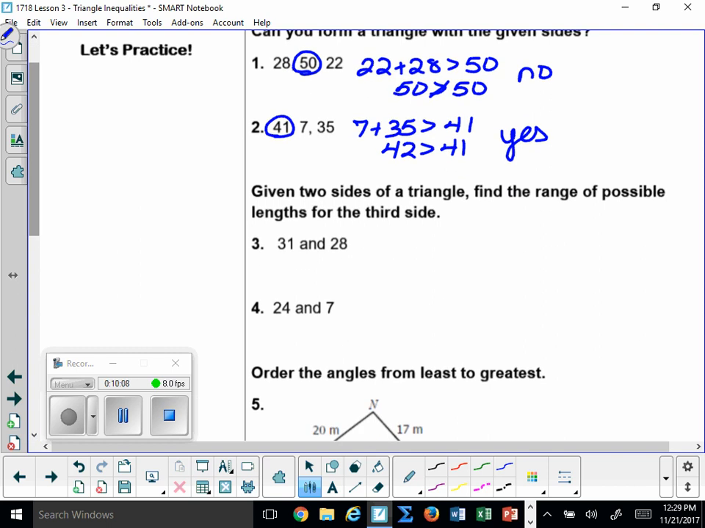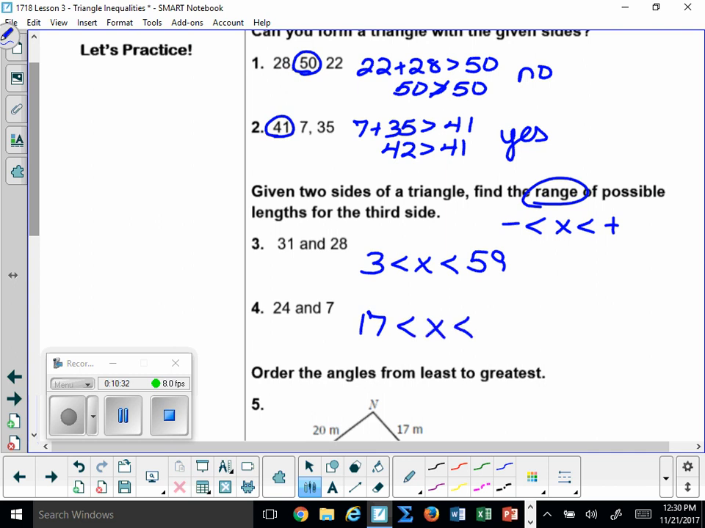Given two sides of a triangle, find the range. Range means I'm going to subtract them and I'm going to add them. So 31 minus 28 is 3, and 31 plus 28 is 59. 24 minus 7 is 17, and 24 plus 7 is 31.